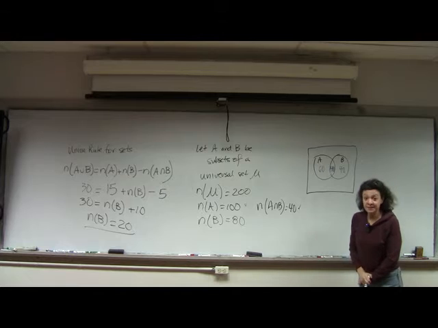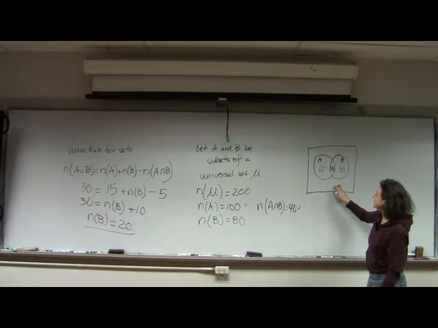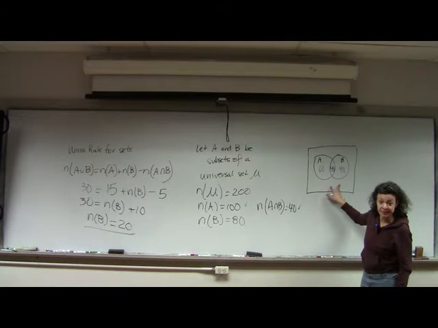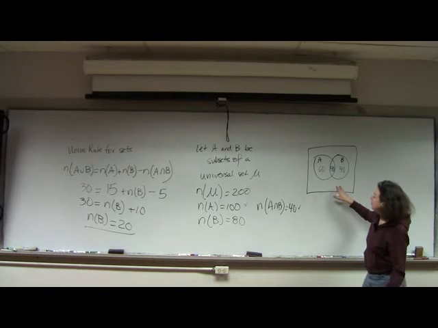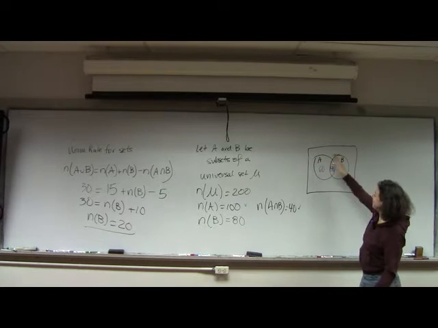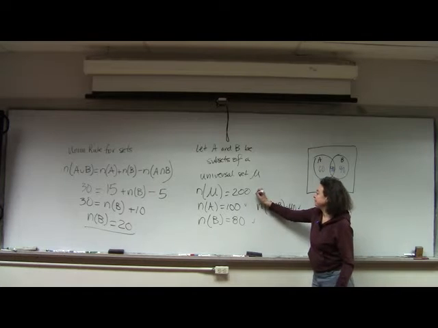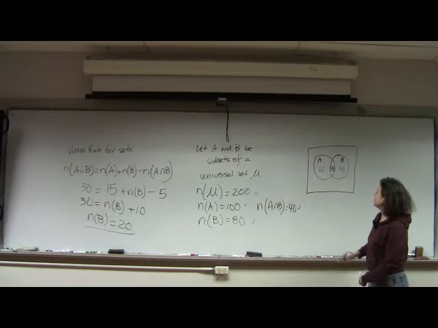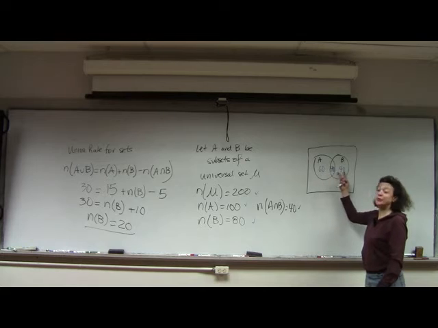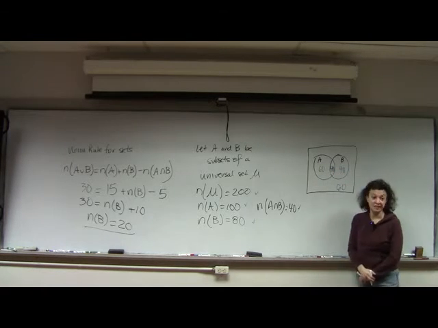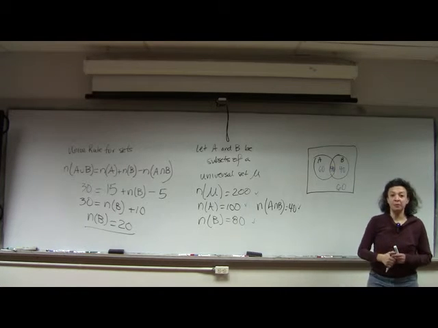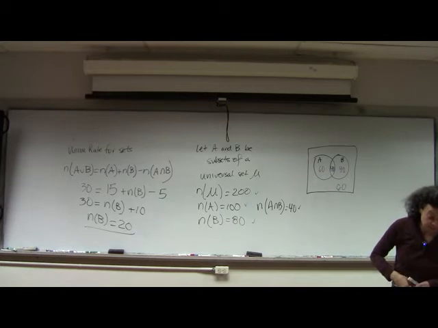Okay? Last but not least, I still need to know how many elements are outside here. These guys still live in my universe, they just don't happen to live in A or B. Well, remember, my universe has to add up to 200. Well, how many of the 200 have we accounted for? We've accounted for 140 of them. Therefore, I'm going to have 60 out here. Okay? That's the first step of what we're going to do here.